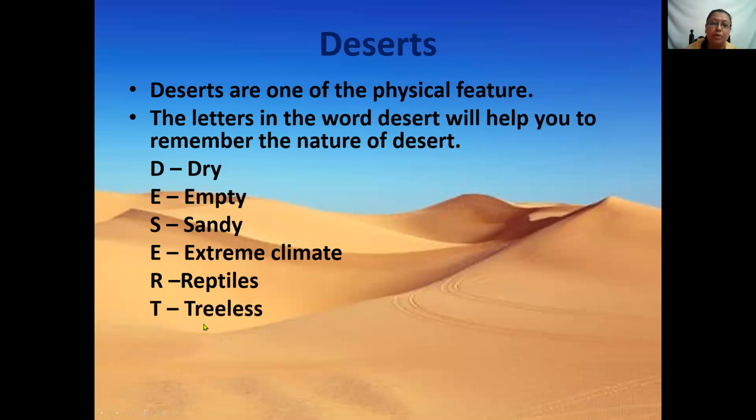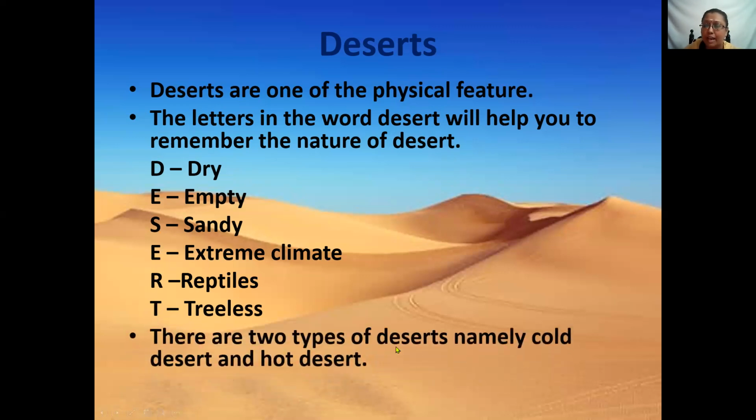And T stands for treeless. Yes, of course, deserts will not have a large amount of trees. A few areas will have trees, but not very tall. They will be very short and small trees. So this is a technique by which you can remember the nature of the desert.